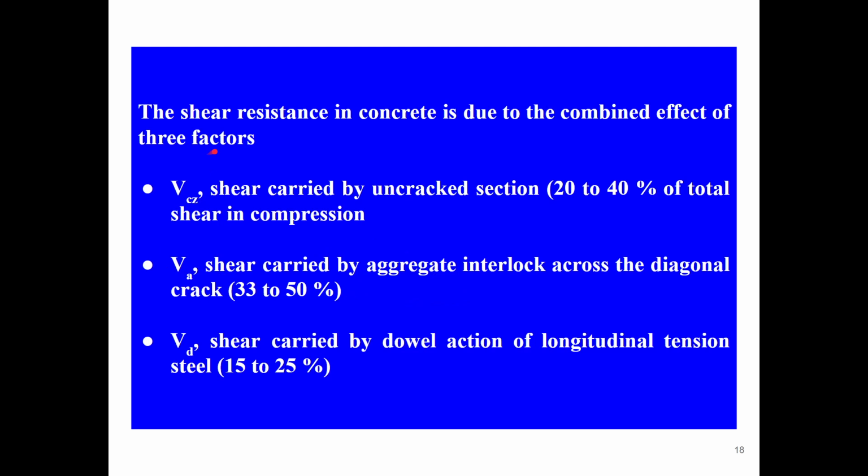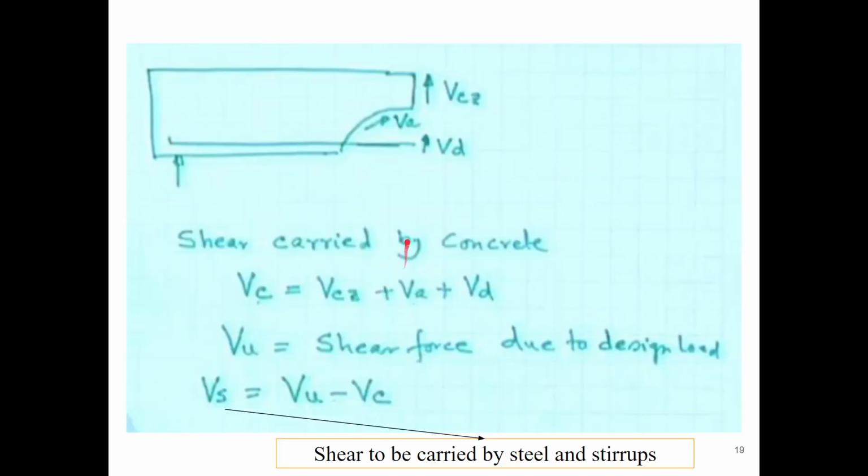These are the main three factors, and using a combination of these three, the concrete provides shear resistance. As you can see here, these three are present: this is the aggregate interlocking, this is the uncracked section, and this is the dowel action. The shear carried by concrete, VC, is the summation of all three.